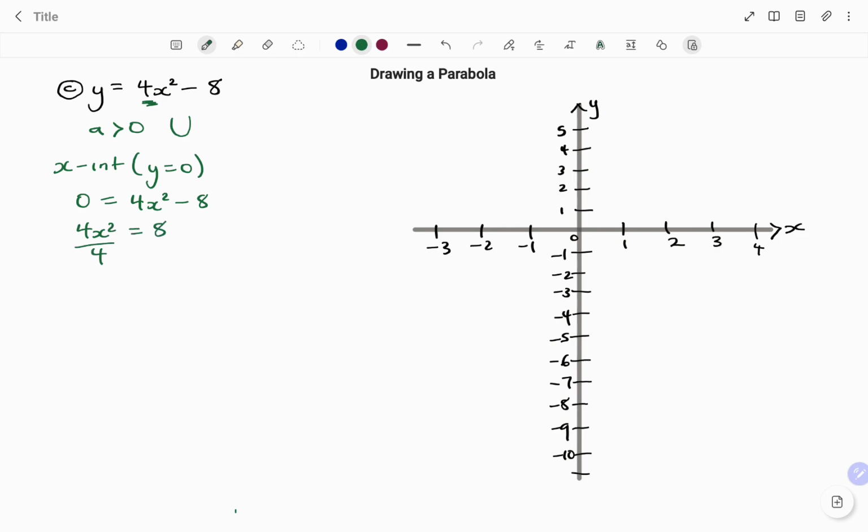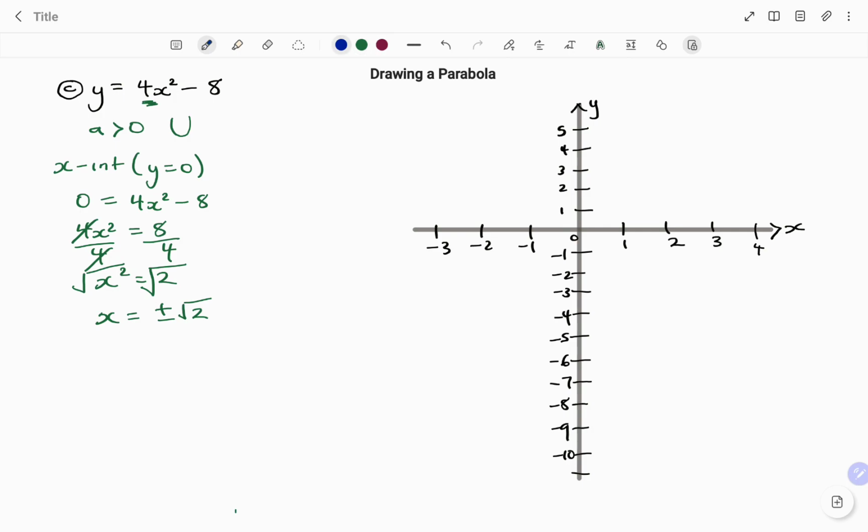Divide both sides by 4. We have 4 in 4, 1. x squared equals 2. And to find x, we find the square root of both sides, such that the value of x equals plus or minus square root of 2.